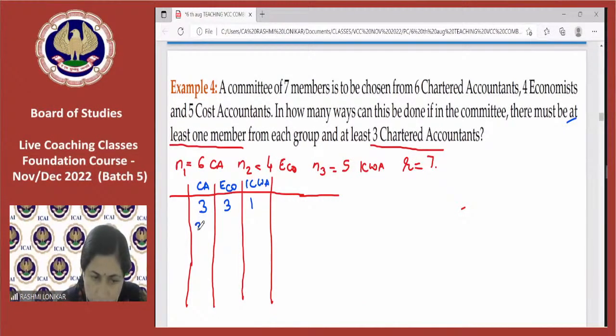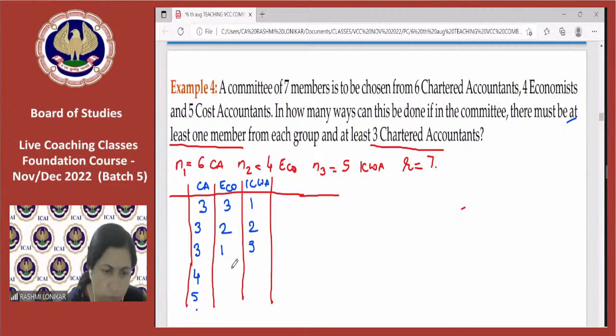I can take 3 CAs, I can take 2 economists and 2 ICWA. I can take 3 CAs and I can have 1 economist and 3 ICWA. Okay. Then what can I have? At least 3. So I can have how many? How many CAs do I have? 6. So I can have 4, 5 and 6.